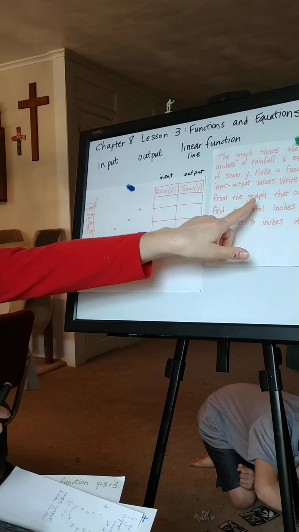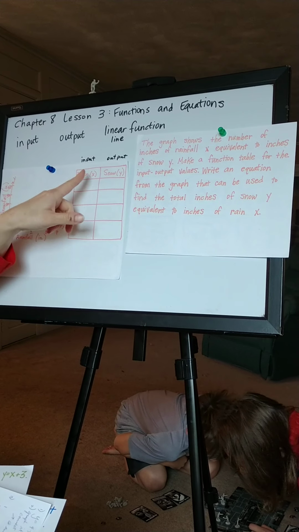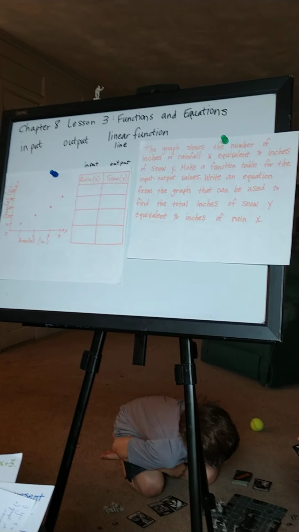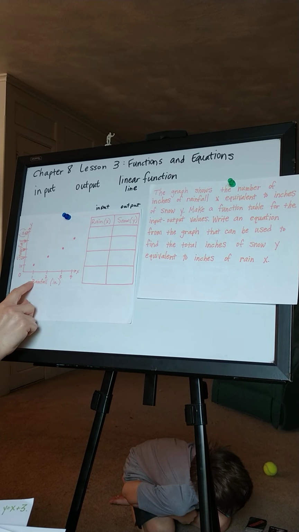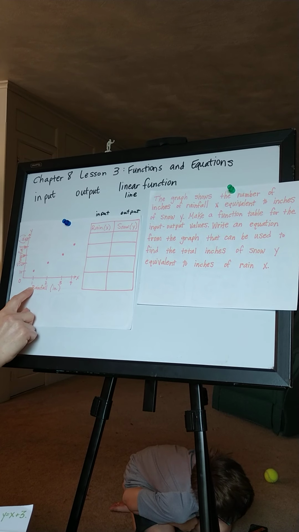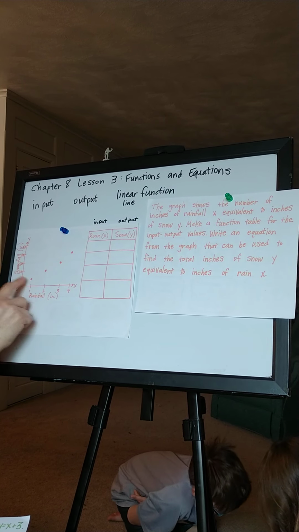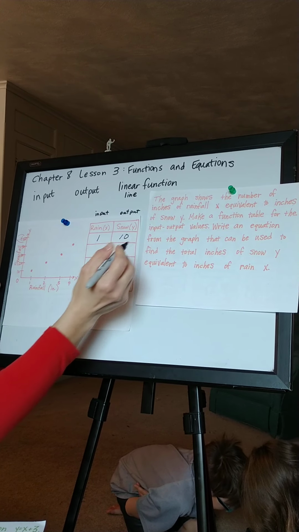Then we're going to write an equation from the graph that can be used to find total inches of snow equivalent to the total inches of rain. So here's our graph. So basically, for our rainfall, if we have 1 inch of rain, how many inches of snow is that equivalent to? If we go over 1, we go up 10. So that's going to look like this in our table.